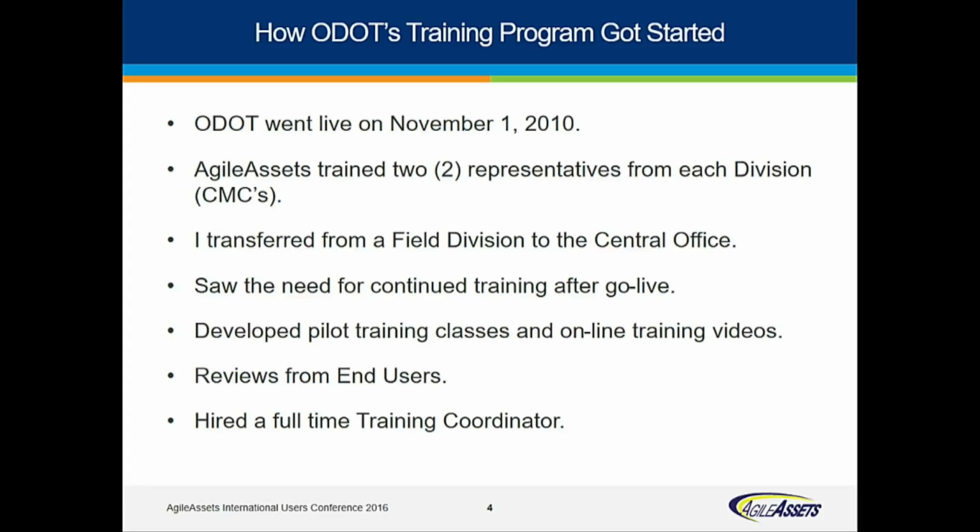I'm going to jump over a couple of slides and start here. We went live with AgileAssets November 1 of 2010. And before going live, probably about June or July, AgileAssets did train the trainer training, which was like 5 weeks of training. We have 8 field divisions. Each division got to select 2 people to come to each module to train, to go back to their division and do the AgileAssets training.